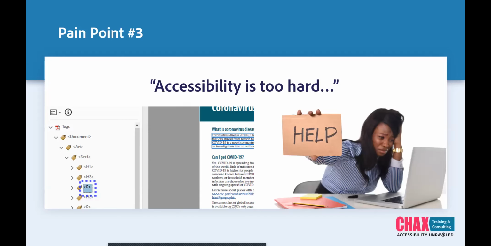The other thing we hear all the time, accessibility is too hard. Accessibility is not too hard. You just need to chew accessibility in small bites. Maybe is that a good analogy? Is that a good way to put it?